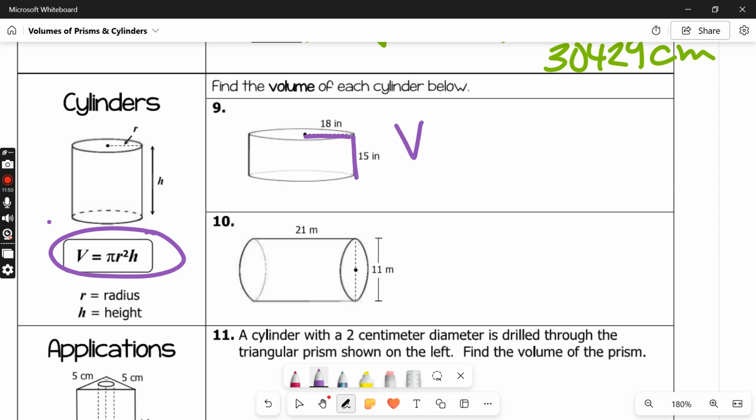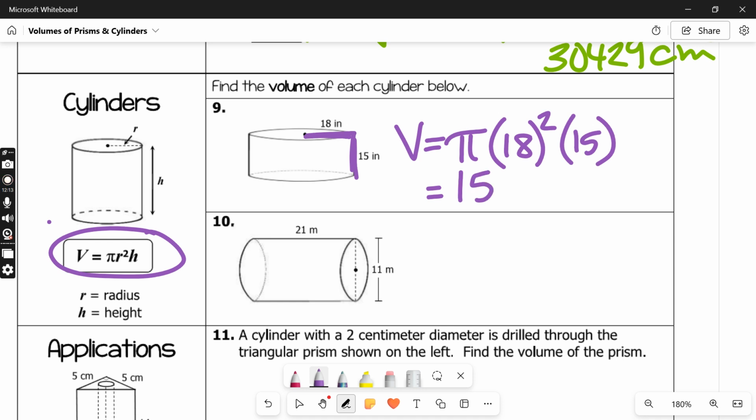So our volume here is going to be pi. Our radius from the center of the circle to the edge is 18 squared. And then connecting our two circles is 15. Okay, so pi times 18 squared times 15 is going to be 15,268.14 inches cubed.